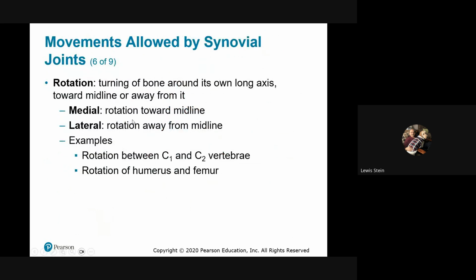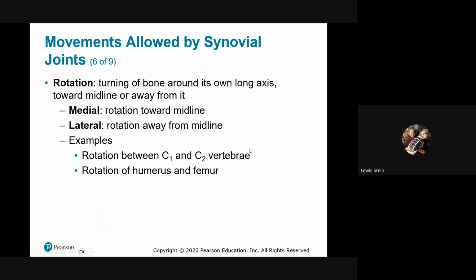And then rotation on its long axis, that's the transverse plane. Clinically, you're not worried about the anatomical position so much. You want to know if it's going in or going out. So that's where orthopedics will always say internal and external. They've been trained that way.